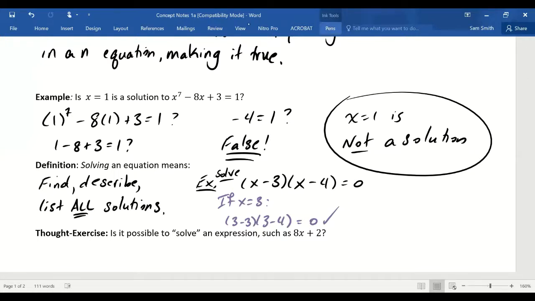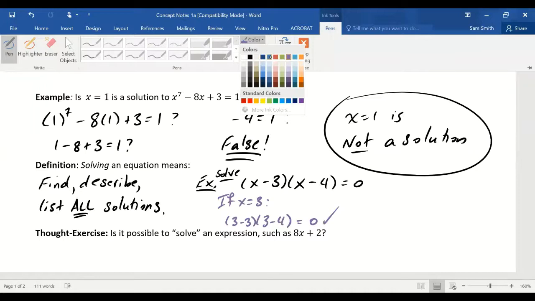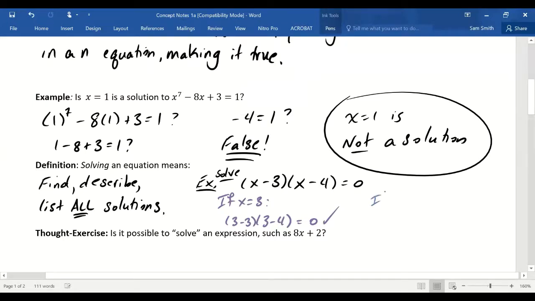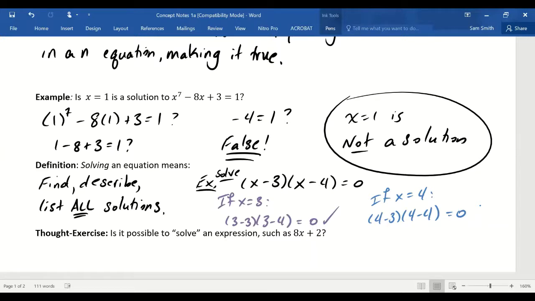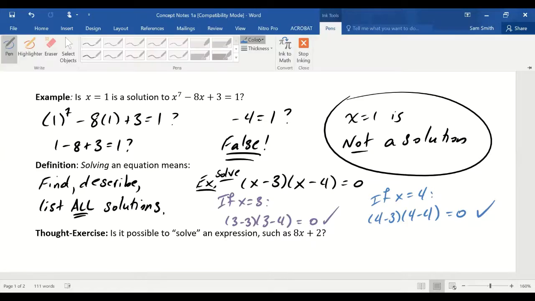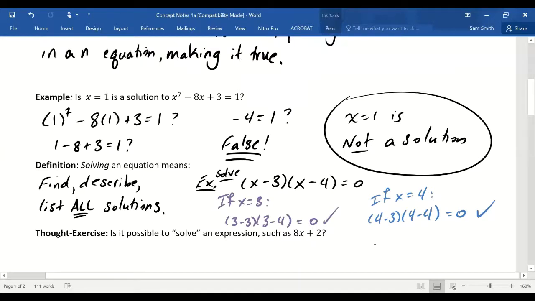Now, I think along the same line, x equals 4 would be a solution, because 4 minus 3, 4 minus 4, that also is equal to 0. 4 minus 4 becoming 0 will make the entire product on the left side 0. So my final answer to this question would be the solutions are x equals 3 and x equals 4. I would list all the possibilities.